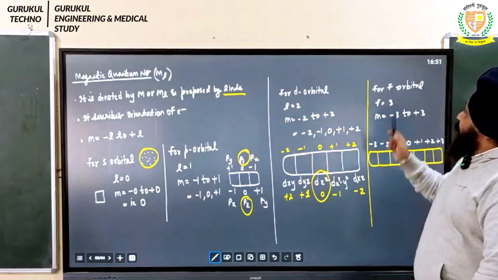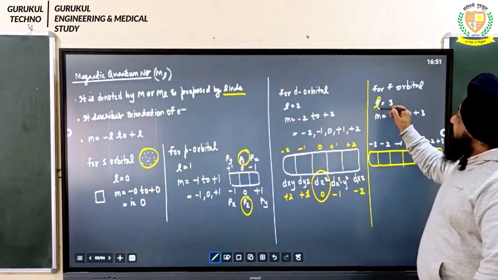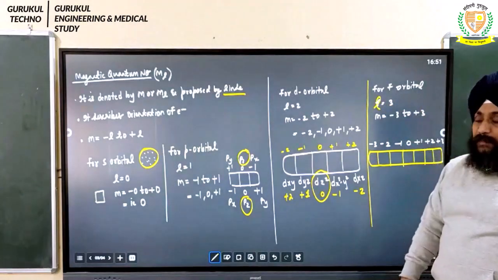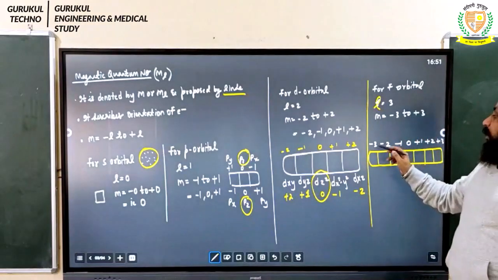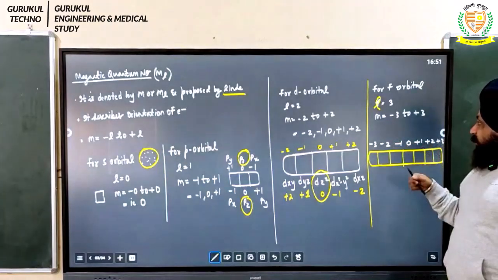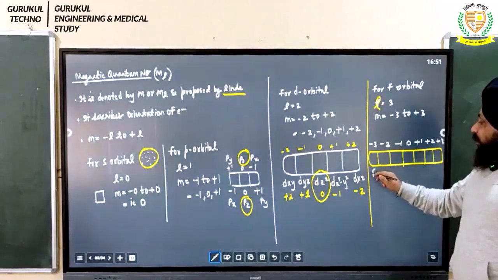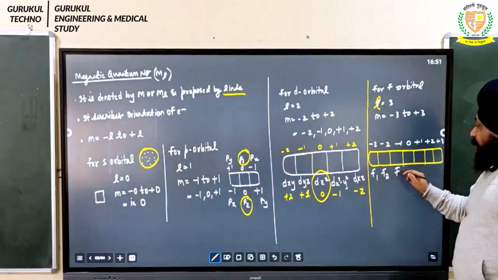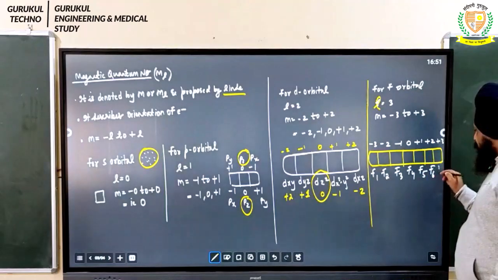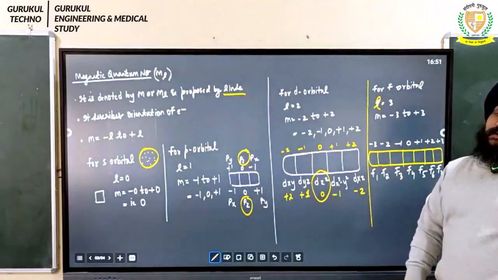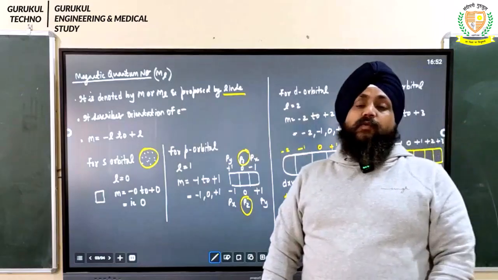Now students, for f orbital, the value of L is going to be 3. So m will be -3 to +3. Okay, so we have written over here -3, -2, -1, 0, +1, +2, +3. You can call them f1, f2, f3, f4, f5, f6, and f7 students. So this is about your magnetic quantum number.